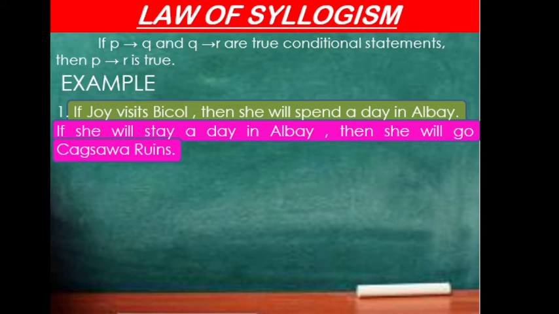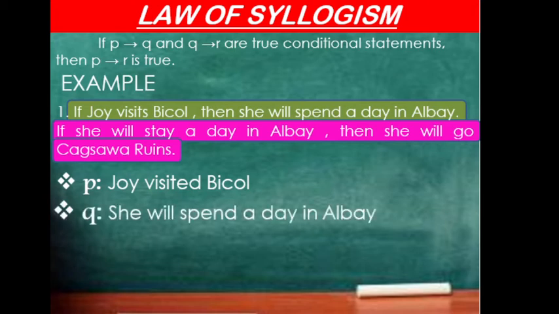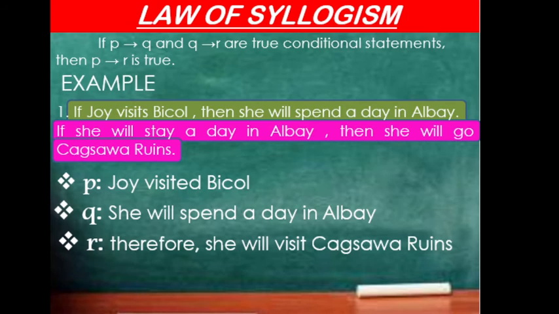So, kapag sinabing P, it is the premise or assumption. So, ang pinatutungkol dito sa ating statement is Joy visited Bicol. So, dito, ini-assume natin na si Joy ay bumisita sa Bicol. And yung second premise natin or Q, she will spend a day in Albay. So now, what is our conclusion? So therefore, she will visit Cagsawa ruins.